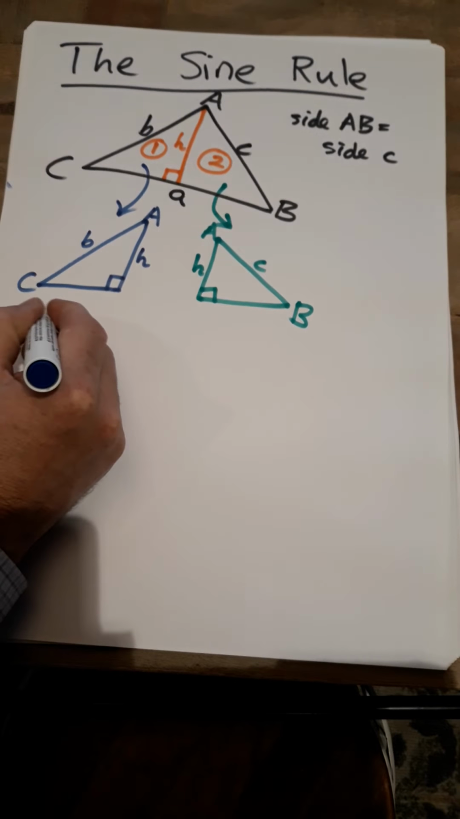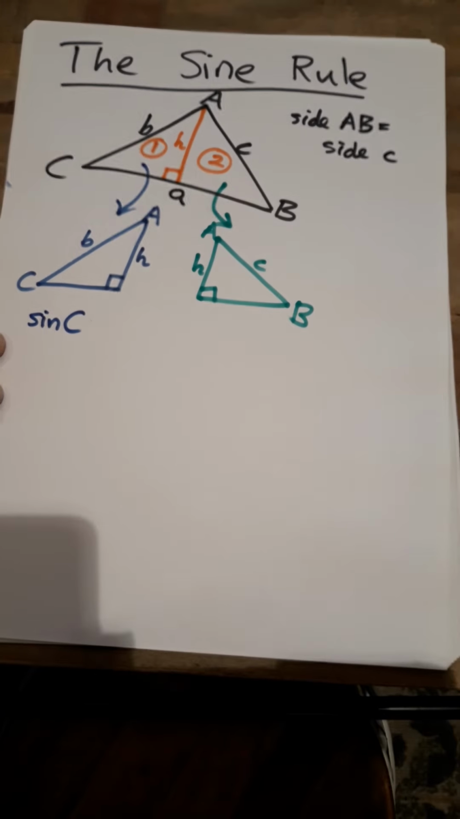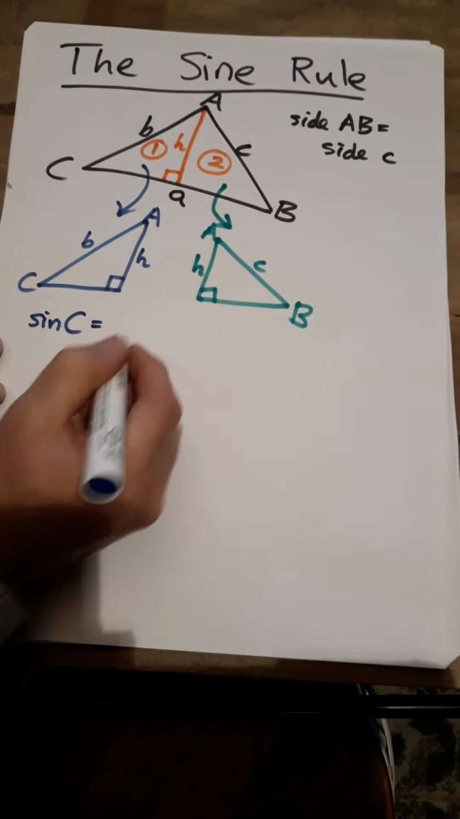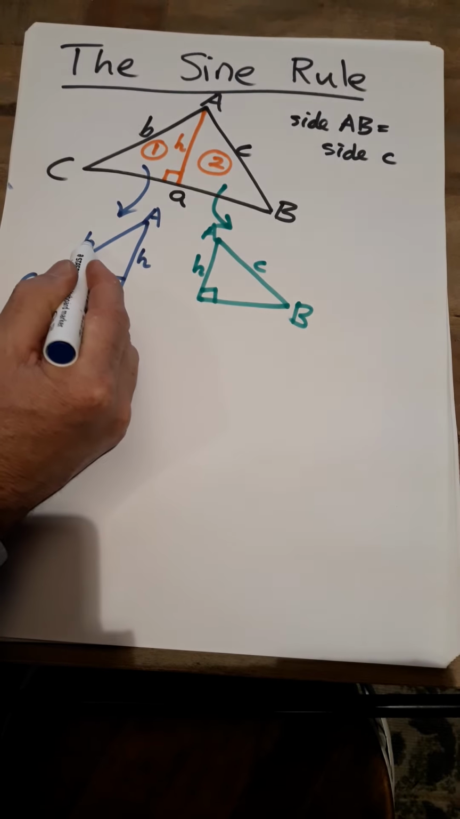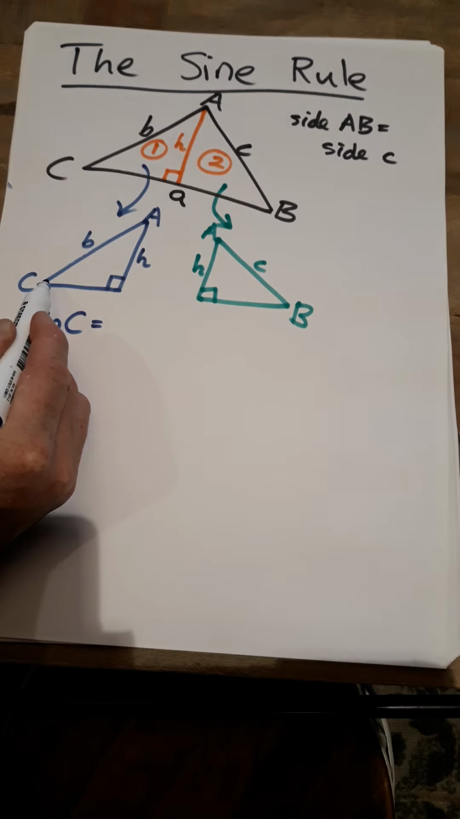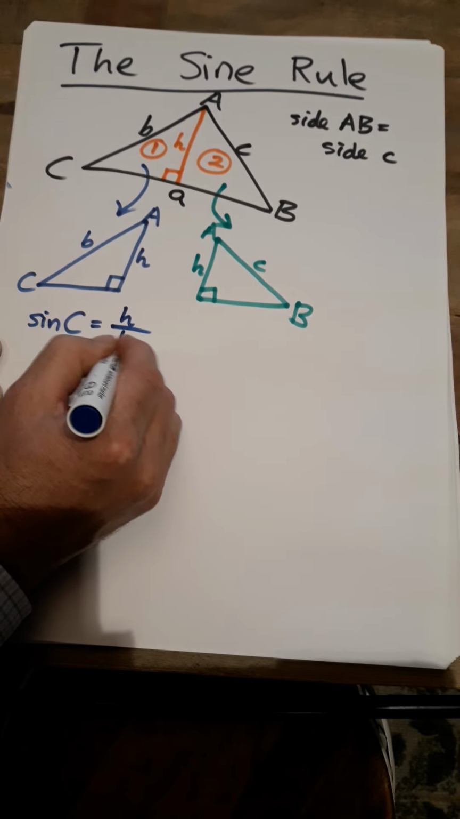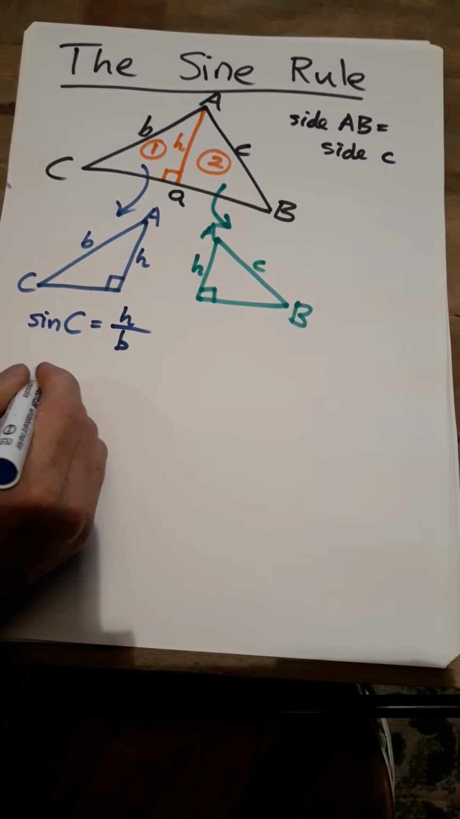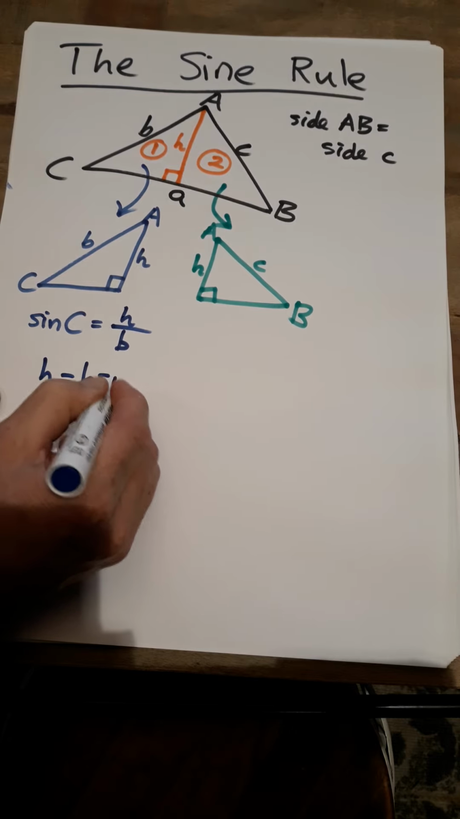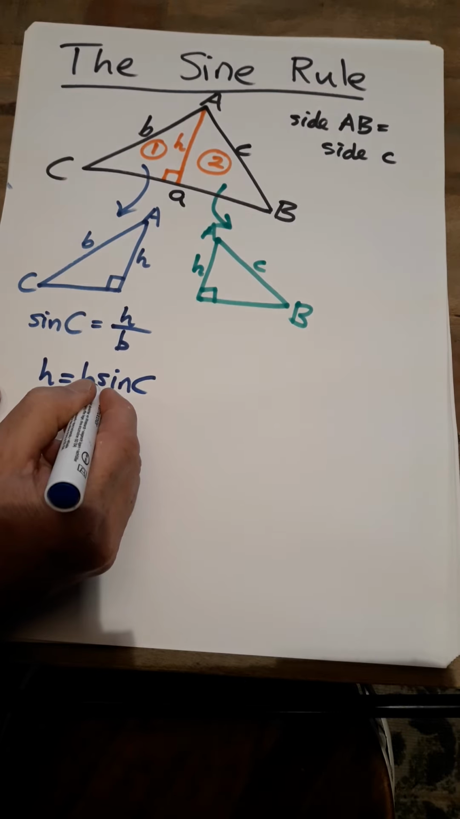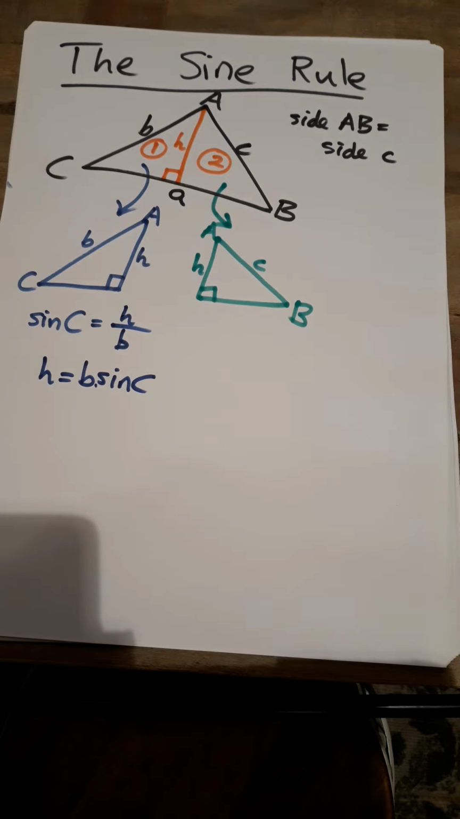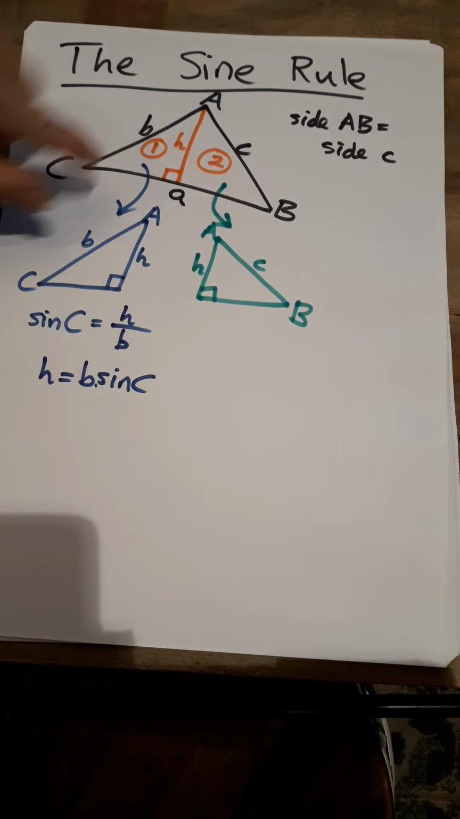What is sine of C? Sine of C is equal to opposite on hypotenuse in the triangle with that C in it. Opposite on hypotenuse. That's H on B. Rearranging that, I can say that H equals B times sine C. So that's the value of H described out of the blue triangle. Now that's the same H there and there.